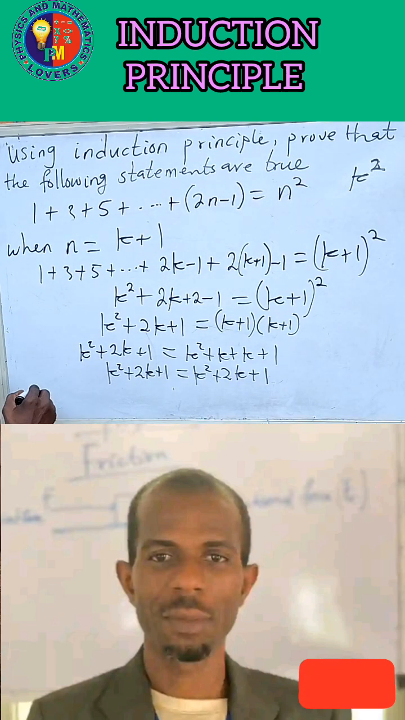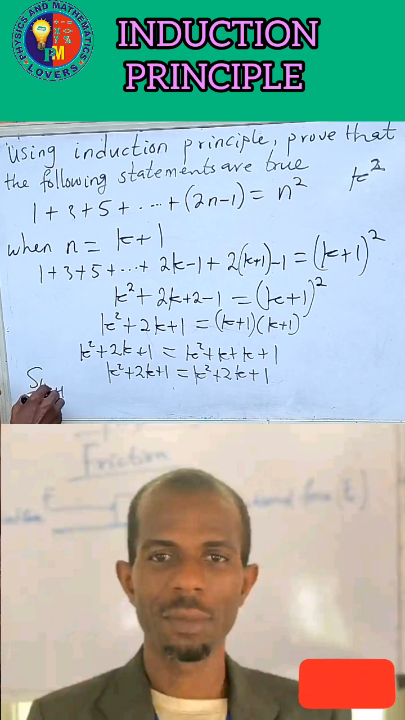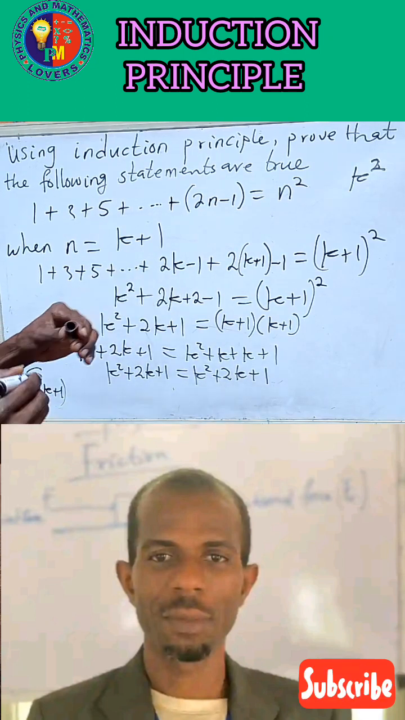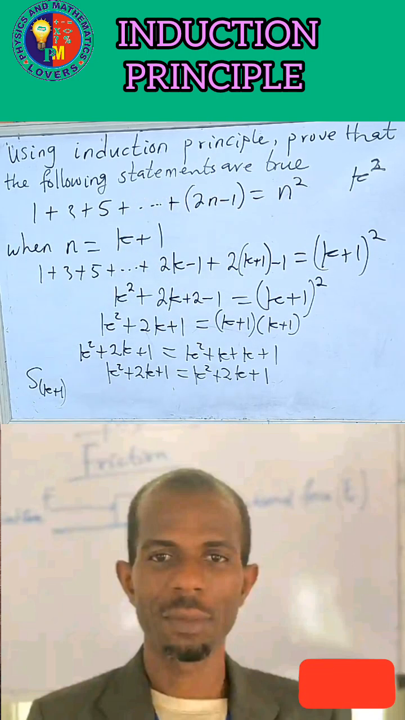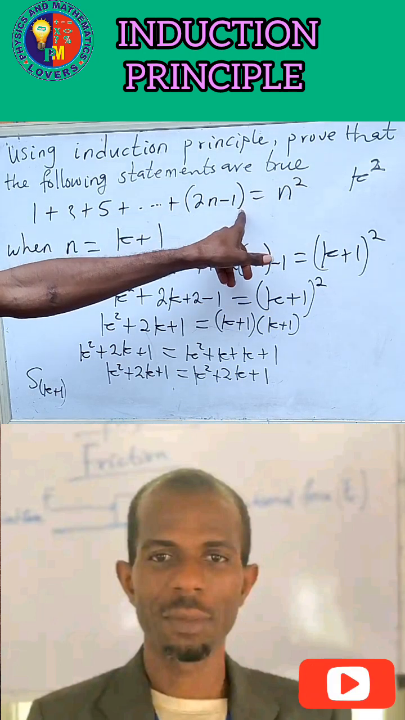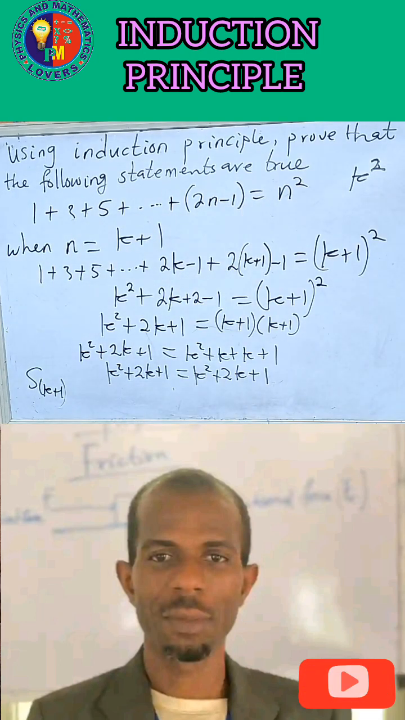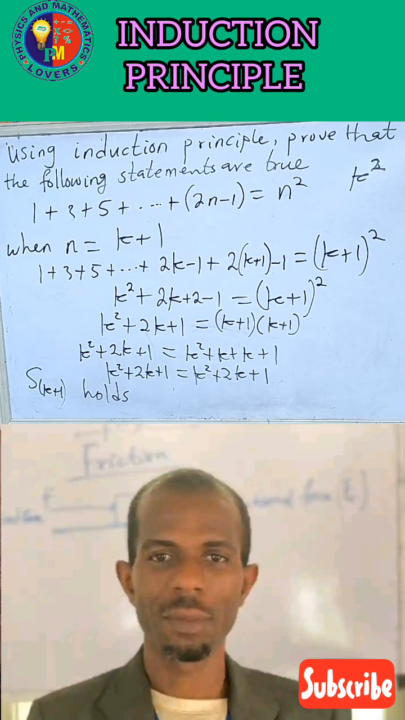So P of k plus 1 holds. So it holds for all the natural numbers, starting from 1 plus 3 plus 5 till it gets to this. So this statement is true.